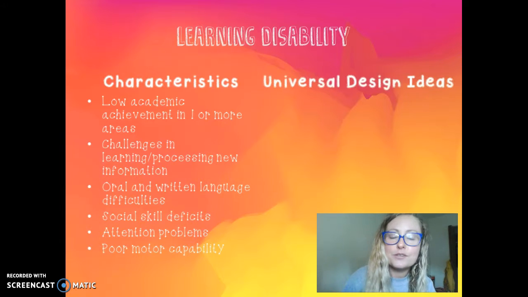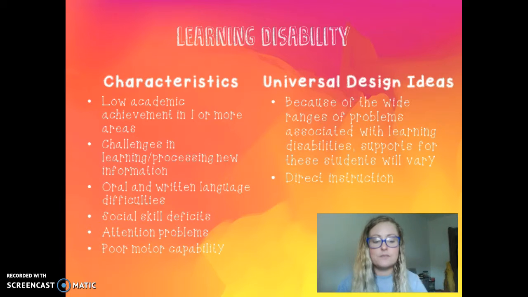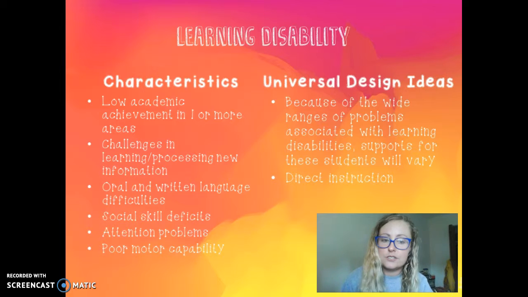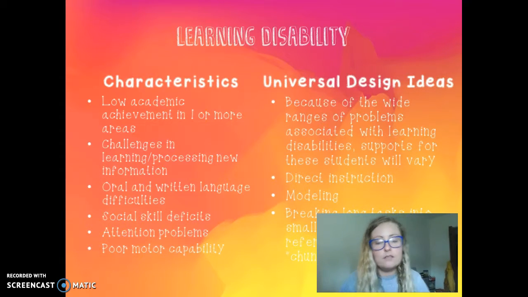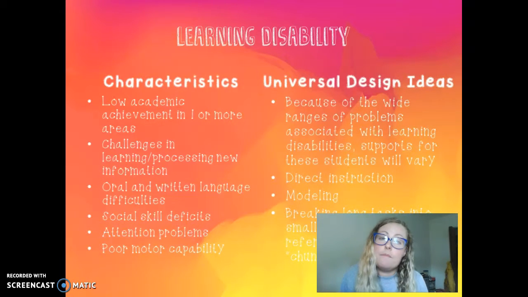So some universal design ideas for these students are going to range very widely because of the many problems that are associated with this disability. But in general, direct instruction, modeling, and breaking long assignments into smaller tasks will be very successful for the student. Modeling is showing how you want a task done and helping them to do that. And breaking long assignments into shorter tasks might look like, instead of working on 20 math problems at a time, maybe they work on 2 or 5, depending on how difficult they are for that student.